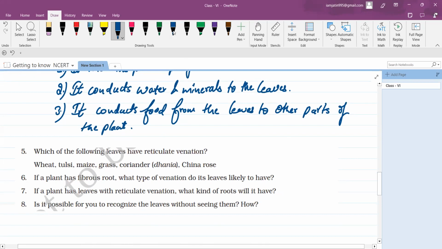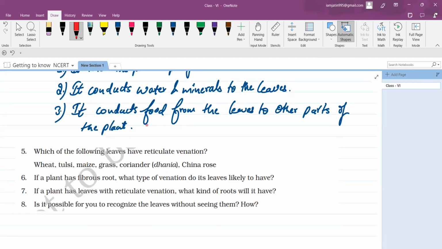Okay, all of you know what is reticulate venation. There are mesh-like veins on the lamina. So let us see which of these have reticulate venation: wheat, tulsi, maize, grass, coriander, and China rose. Let us circle those which have the reticulate venation.